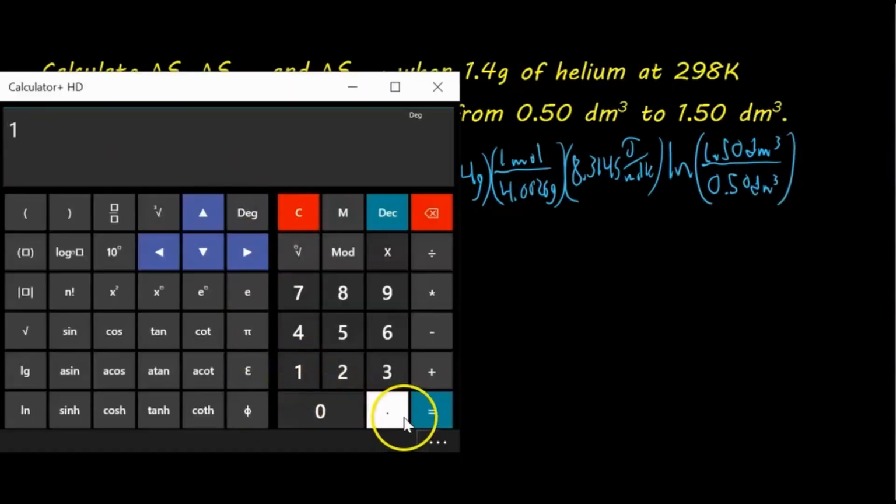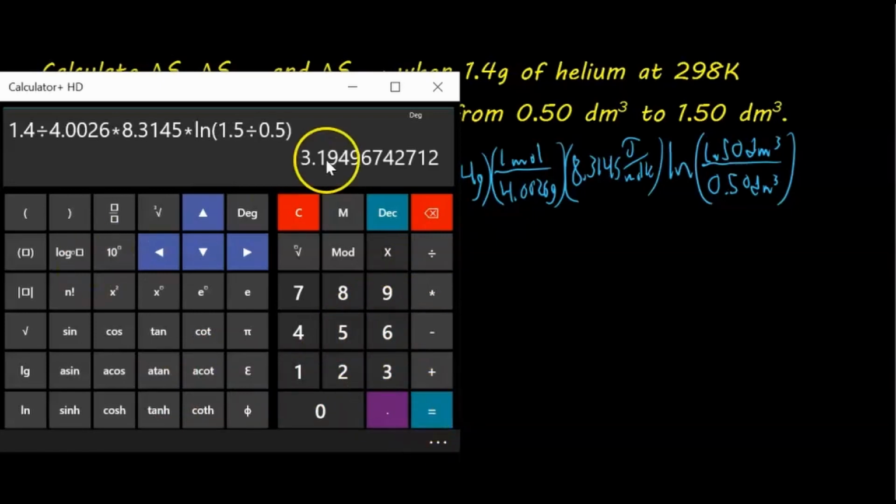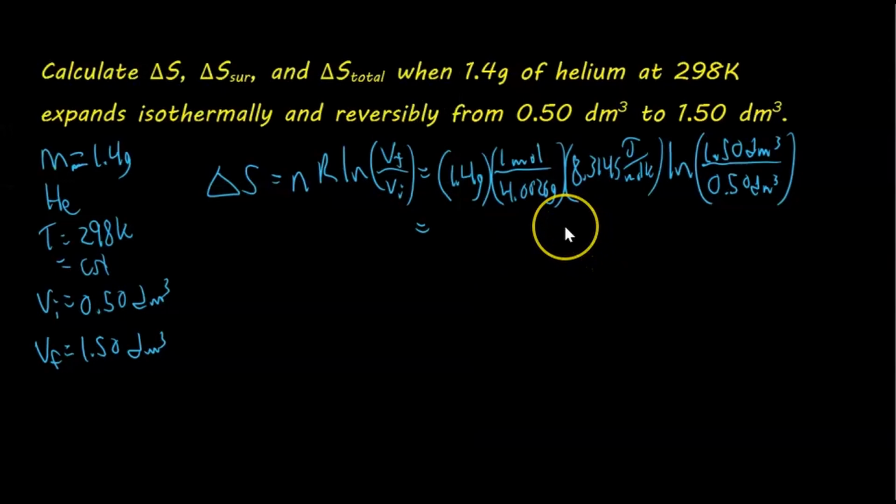Okay, so 1.4 divided by 4.0026 times 8.3145 times ln of 1.5 divided by 0.5 equals 3.195. So 3.195 joules per Kelvin to 2 sig figs.